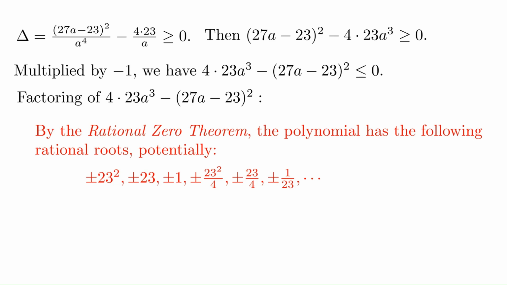We have 23 as a factor in the first term and also in the constant. So, in 27a, we should also consider a factor of 23. In other words, if a is a rational number, its numerator must contain 23 as a factor. As a matter of fact, 23 over 4 is a root of the polynomial.